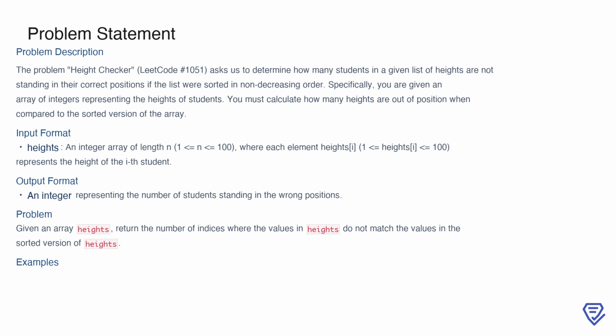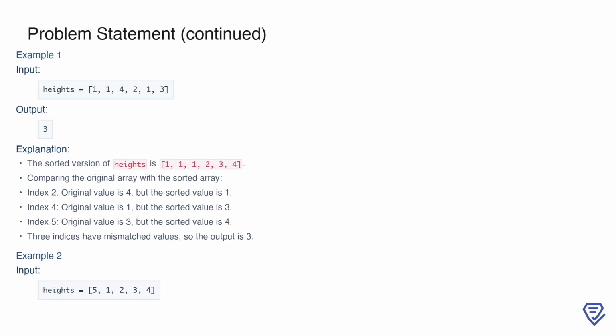Let's consider some examples to make this clearer. In the first example, the input array of heights is 1, 1, 4, 2, 1, 3. When we sort this array in non-decreasing order, we get 1, 1, 1, 2, 3, 4. Now, we compare the original array to the sorted array. At index 2, the original value is 4, but the sorted value at the same index is 1. At index 4, the original value is 1, whereas the sorted value is 3. And at index 5, the original value is 3, but the sorted value is 4. That gives us a total of 3 mismatched indices. Hence, the output is 3.